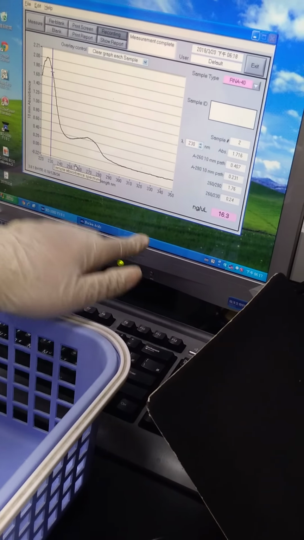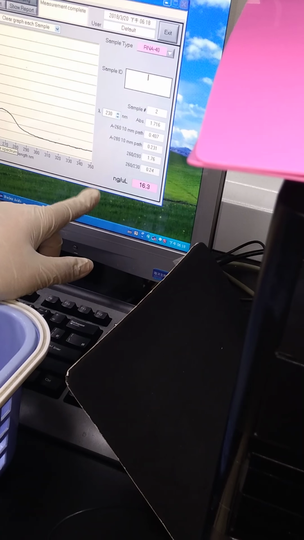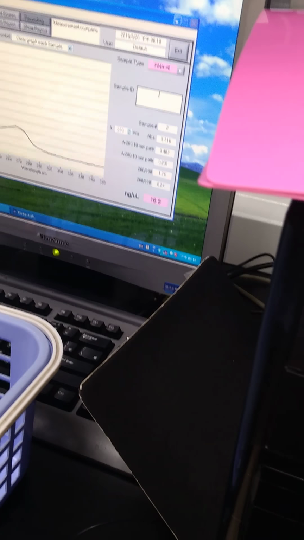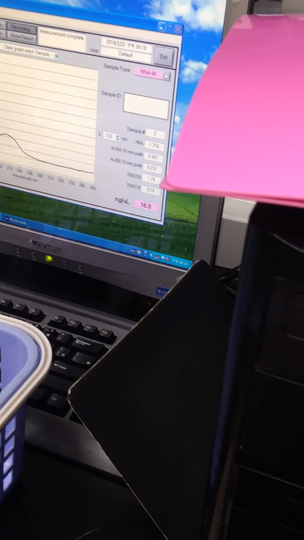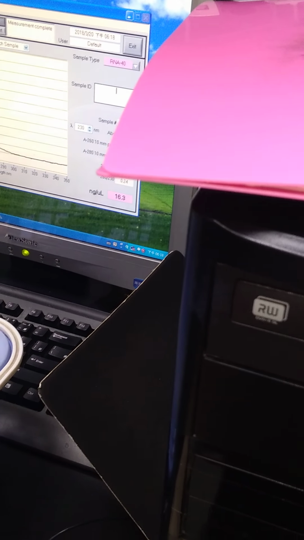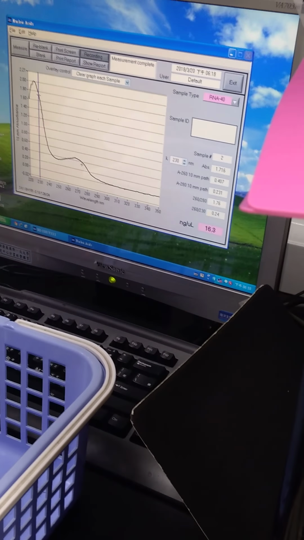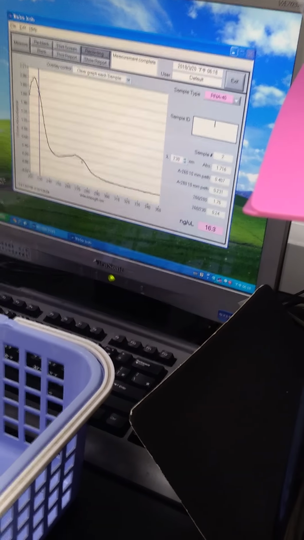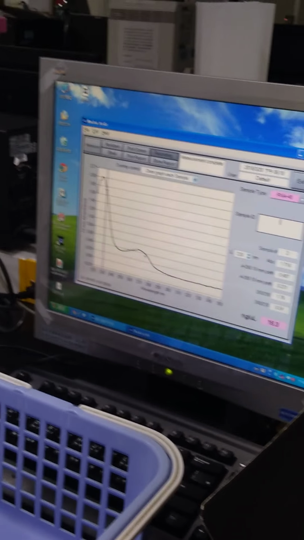Oh, the concentration is very low in this sample. And you can see the, I don't know why the absorption at 230 is really high. It should not be higher. The peak should be very normal.